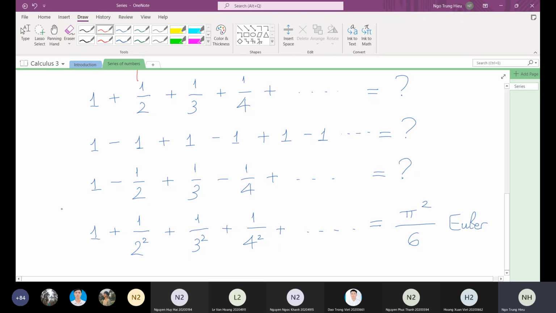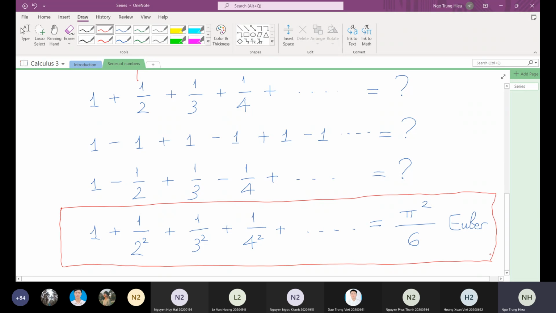So I remember in high school, I think I read a book and I met this identity, very beautiful identity. So with the language of sequences and series, with the theorems that we will learn, we'll know how to answer these questions. So let's start with the definition of what a series is.